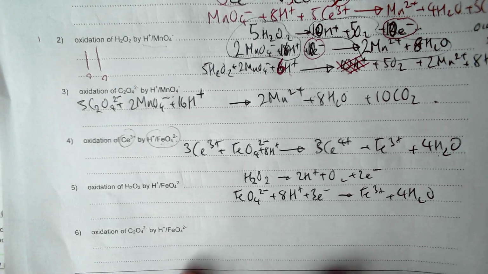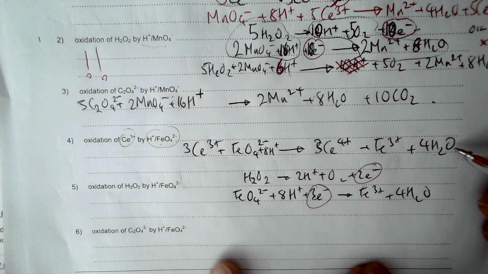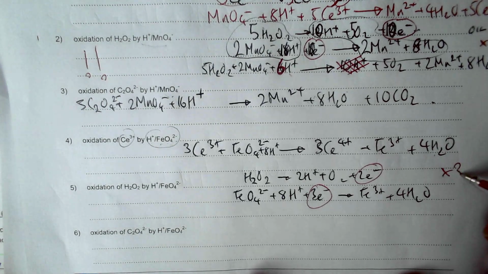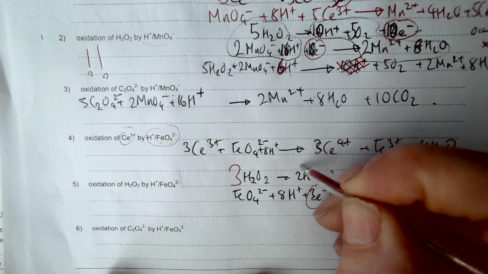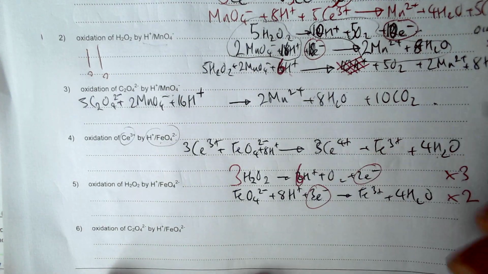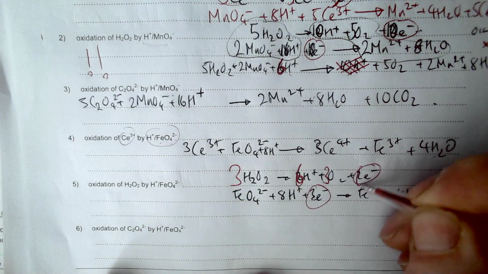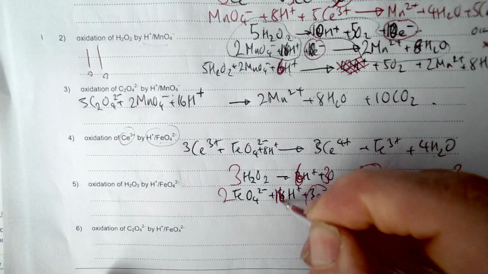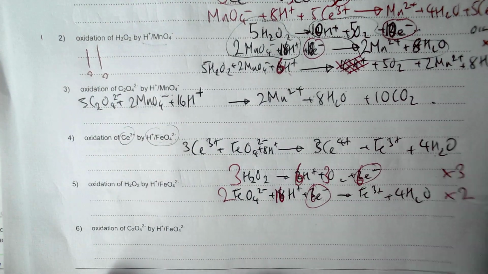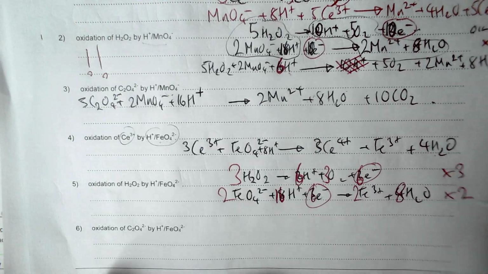Okay, I'm going to balance these. 2 electrons and 3 electrons both go into 6. So I'm going to times the top one by 3 and the bottom one by 2. That'll be 3 of these, 6 of these, 3 of these, 6 of these, 2 of these, 16H plus, 6 electrons, 2 of these, and 8 H2O.